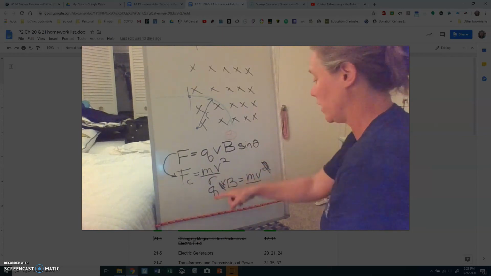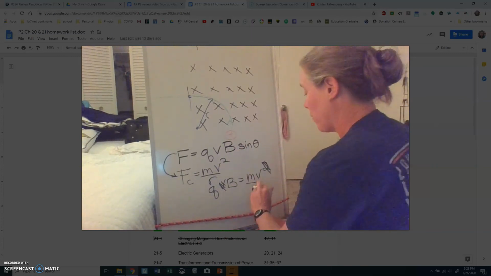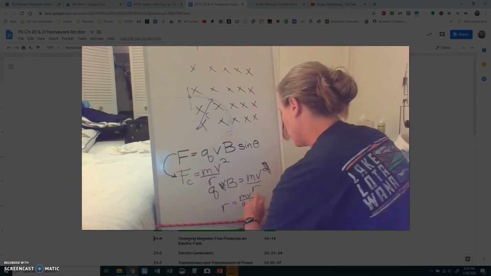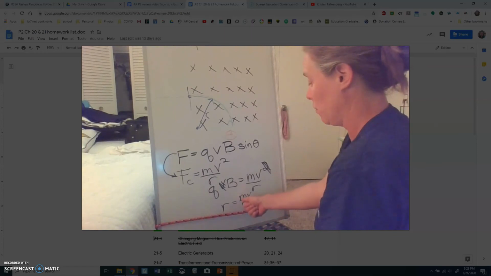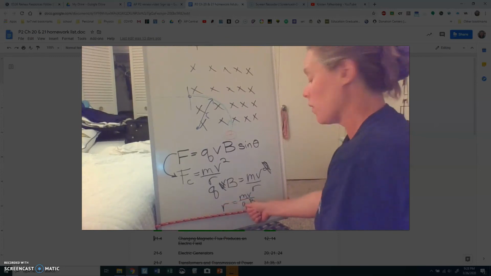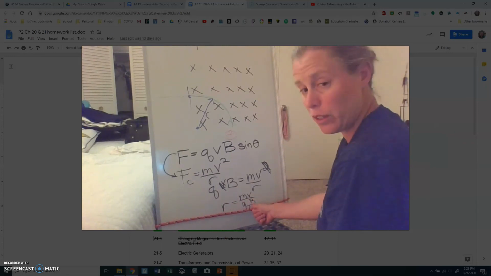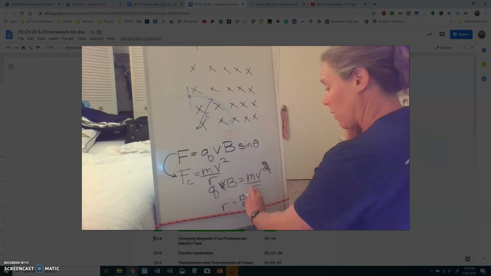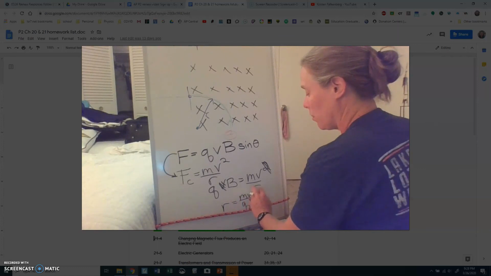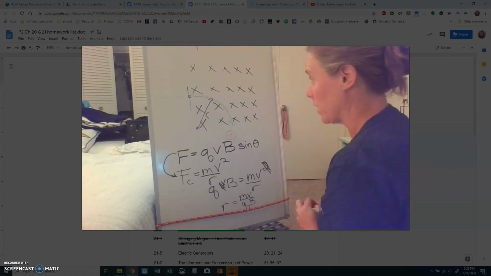Now, we just put this together to start making relationships, and we can make that proportional reasoning. If I were to solve for r, that'd be mv divided by qB. So greater the mass, greater the radius. Greater the speed, greater the radius. Greater the charge, smaller the radius. Greater the magnetic field, smaller the radius. So hopefully by now we're getting this numerator, direct relationship, denominator, inverse relationship. Okay? So to me that summarizes 24.